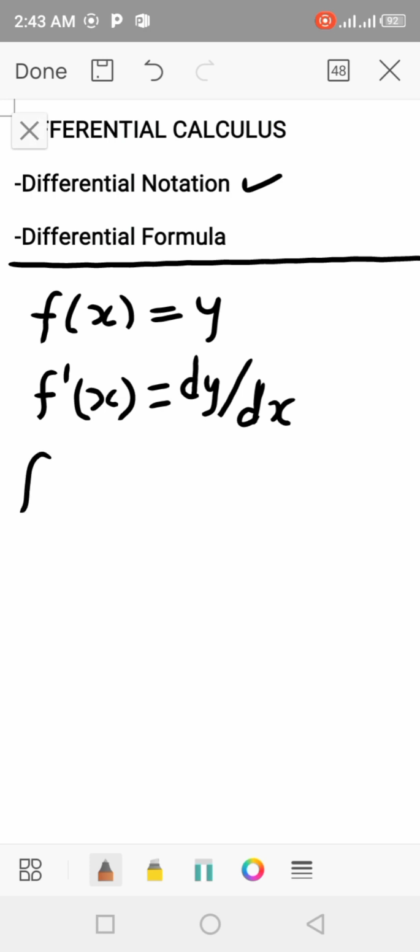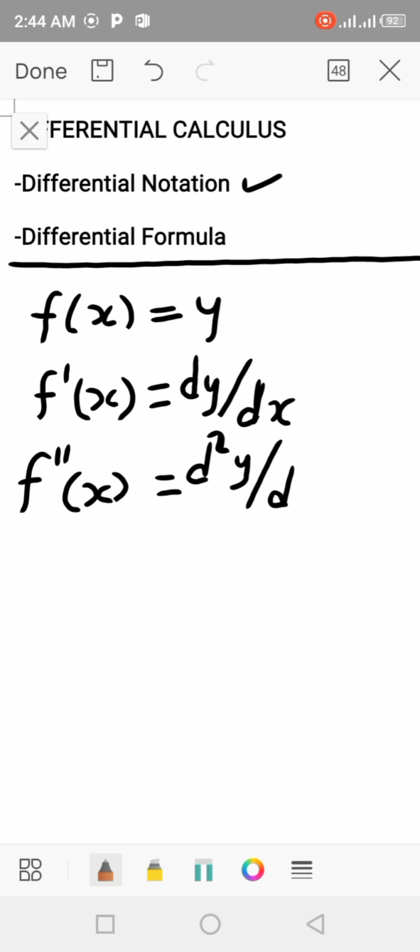And to find second derivative, you write it this way, and this will be equal to d squared y over dx squared. That's how to express second order derivative.